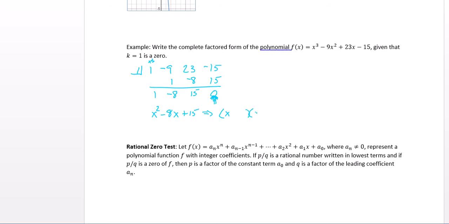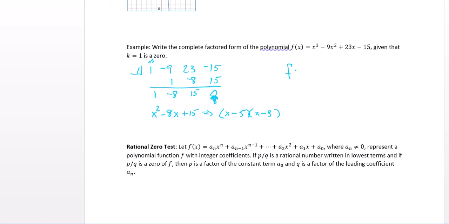Two things that multiply to make x squared. I want them to multiply to be 15. It's a positive 15, so it's negative in both places, right? Multiply to be positive, so they have to be the same sign. They have to add to be negative, so they must both be negative. Multiply to be 15, add to be 8. That's a -5 and a -3.